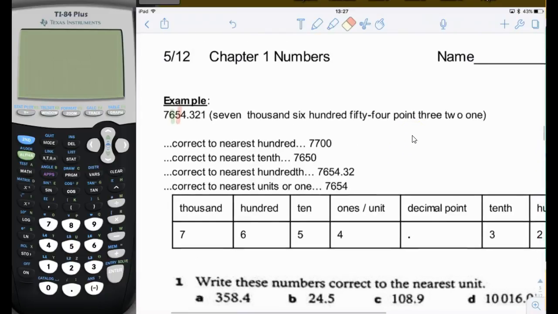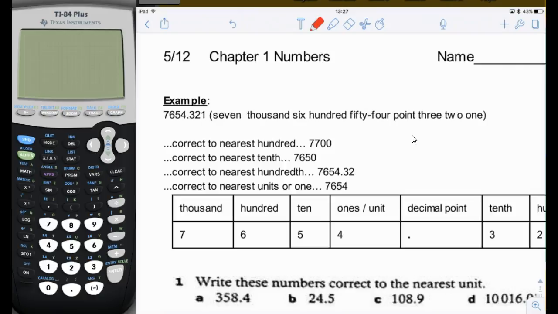Okay, we're doing page 5 of number solutions. First thing we're going to do is review rounding. Remember with rounding, first thing they're going to tell you is what place value you need to round to. And then once they tell you what place value to round to, you're going to determine whether you keep that number as is or if you round it up to the next number.